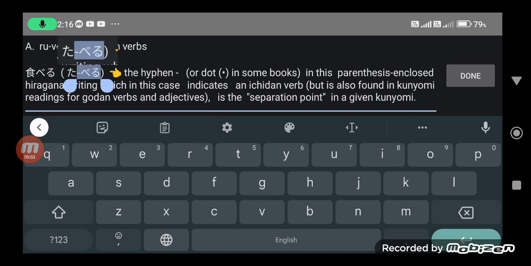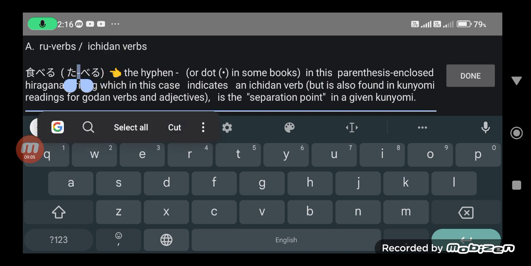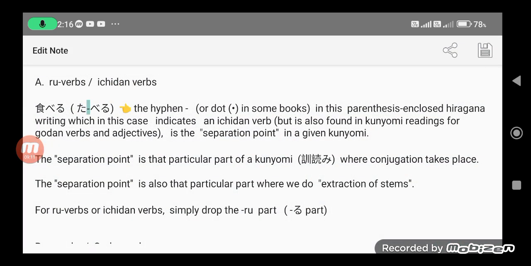That hyphen, I have highlighted that hyphen. That hyphen there is what we call the separation point in a given kunyomi. So what is that separation point? Let's take for example this taberu.